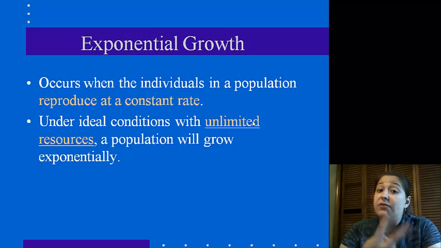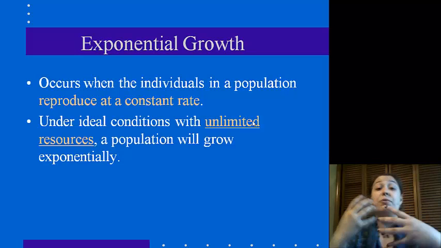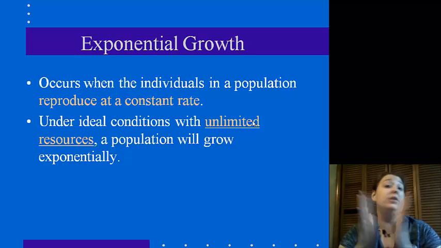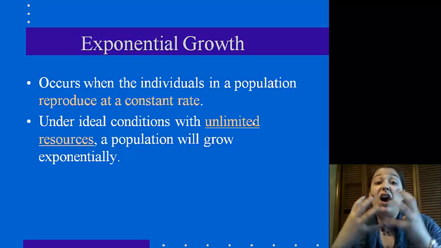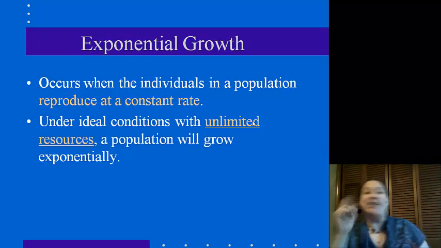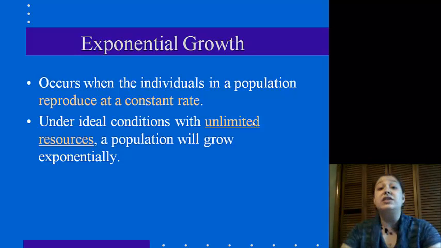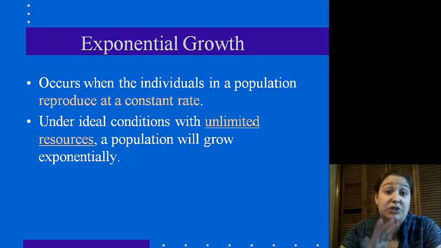Exponential growth. So there's two types of growth. One is exponential. It's when a population reproduces at a constant rate, continually going, and they don't ever stop, and they have unlimited resources, ideal conditions, have everything they want, everything they need, and they just keep growing and growing. This is also known as the J-shaped curve.